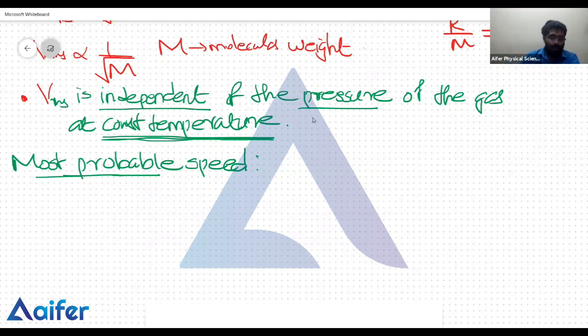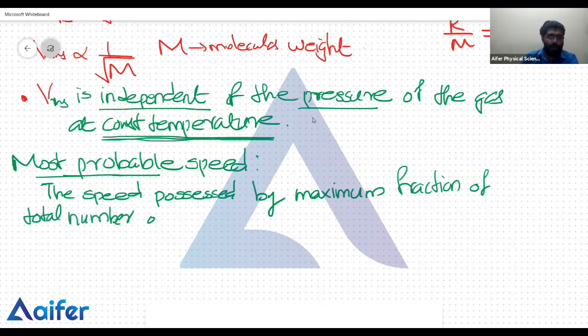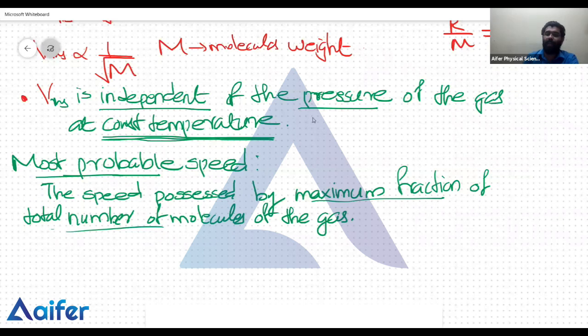So most probable speed is defined as the speed possessed by the maximum fraction of the total number of molecules of the given gas. And this is actually derived from the Maxwellian distribution.